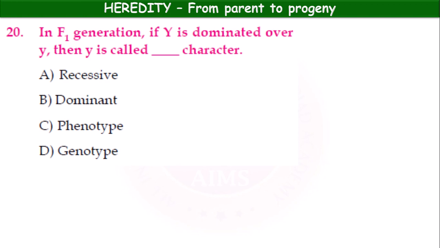Option A. In F1 generation, if capital Y is dominated over small y, then Y is called dash character, recessive, dominant, phenotype, genotype. It is a recessive because tallness is dominated, capital Y is dominating. Okay? So, it is recessive.